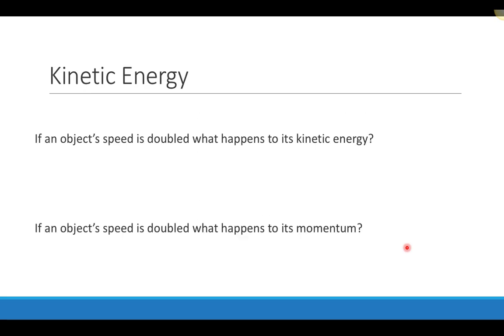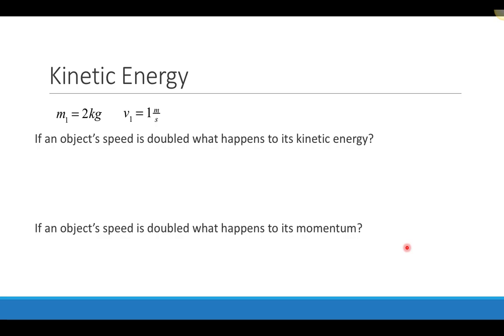All right, so this is again one of those questions. What happens if you change an object's motion? So in this case, if an object's speed is doubled, what's going to happen to its kinetic energy? This often will trick people up. So again, the best thing to do if you have a question like this is just to throw some numbers in. So we know that kinetic energy is 1/2 mass times velocity squared.